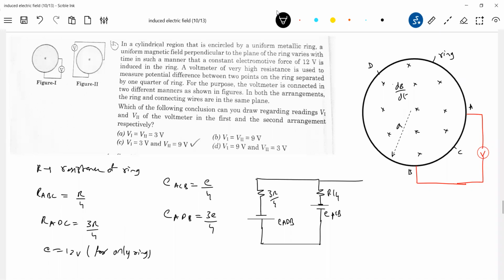Then the voltmeter will come. It has high resistance, so in place of the voltmeter also, I will bring one cell. This is the voltmeter, EV1 I'll call it. This is the first case, no? This is the first diagram. Or write V1.